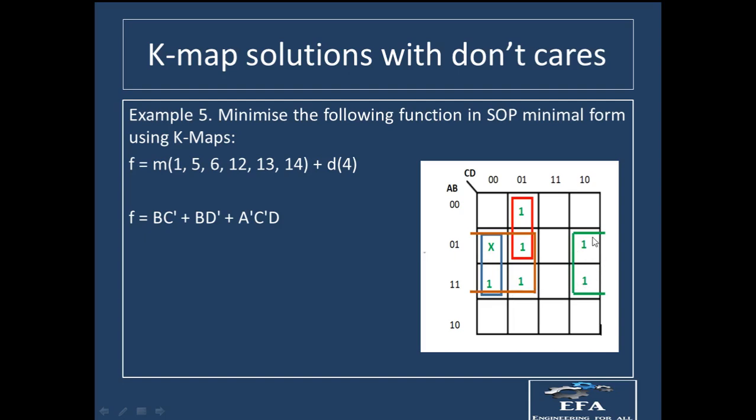Okay, now because we have used this don't care, suppose we were not having the x over here. In total we would have been having 1, 2 and 3 groups. Three groups would have been there if the don't care was not there.